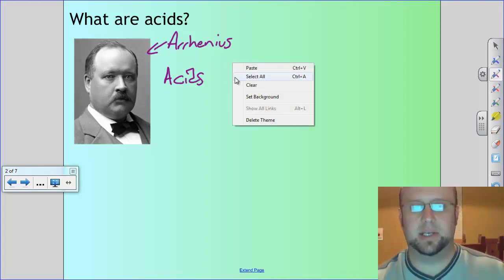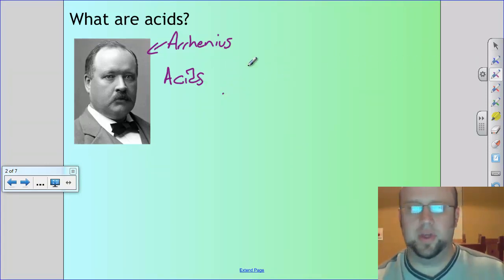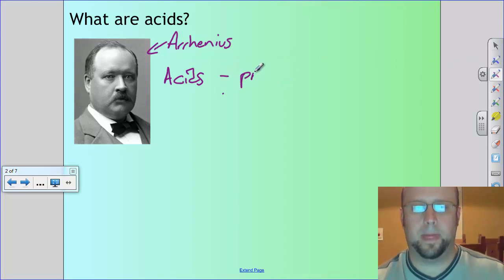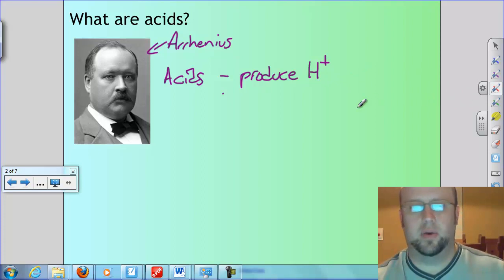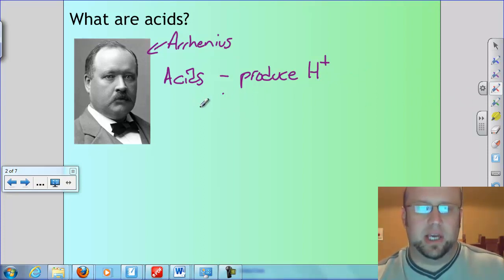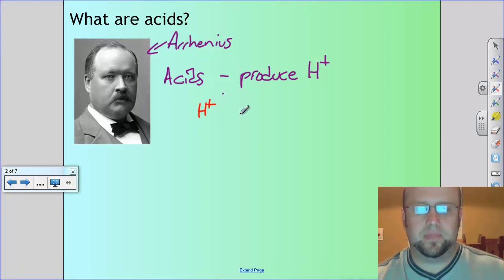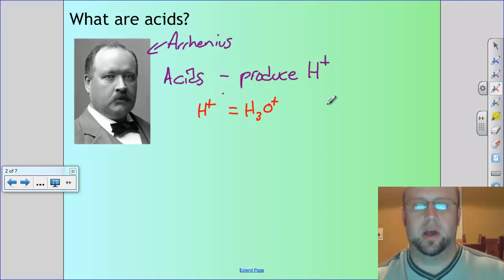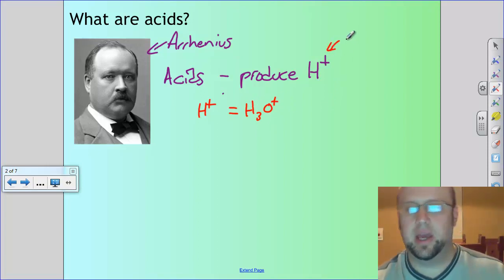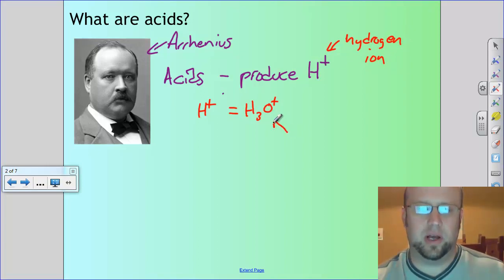Acids are things that produce H+, which we should recognize as a hydrogen ion. Now, you may see this occasionally written in a different way. H+ essentially means the same thing as H3O+. Just like we would have called it all year, H+ is a hydrogen ion, and H3O+ is what we call a hydronium ion.